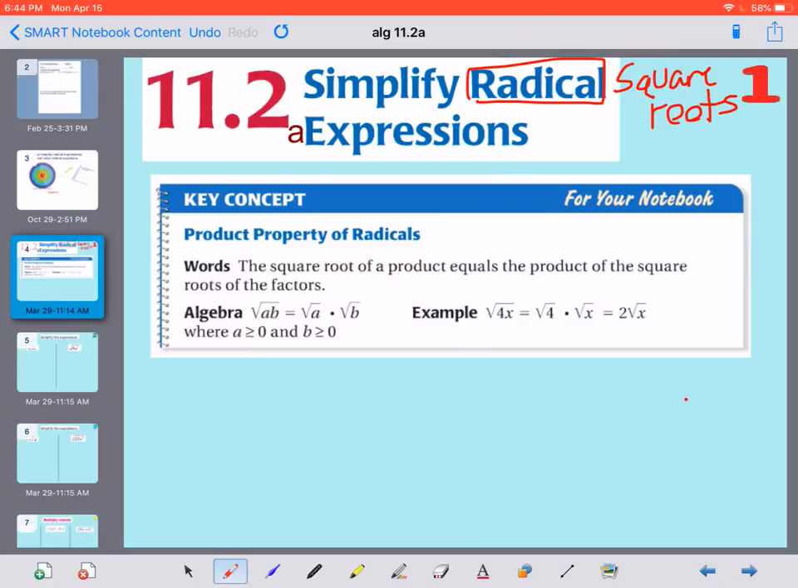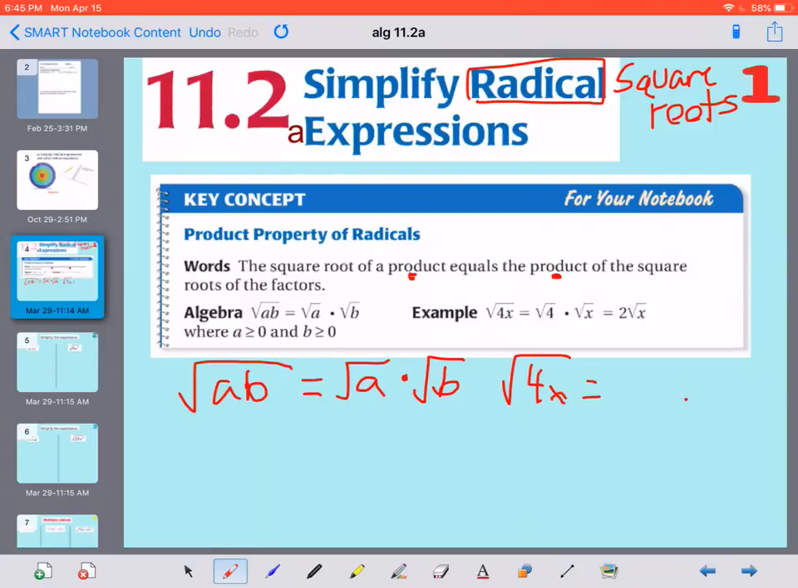Now, it says the square root of a product, which means multiply, equals the product of the square roots of the factors. So what that looks like is that if we have the square root of a and b, a times b, or ab, we can split that into the square root of a times the square root of b. An example of that is the square root of 4x equals the square root of 4 times the square root of x.